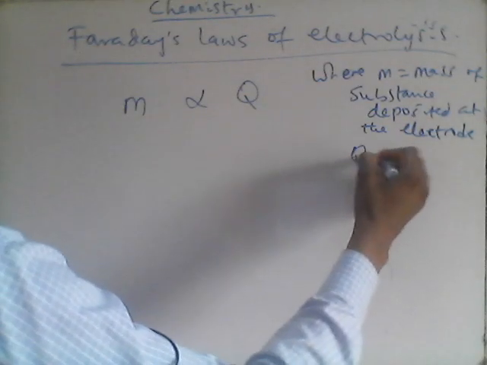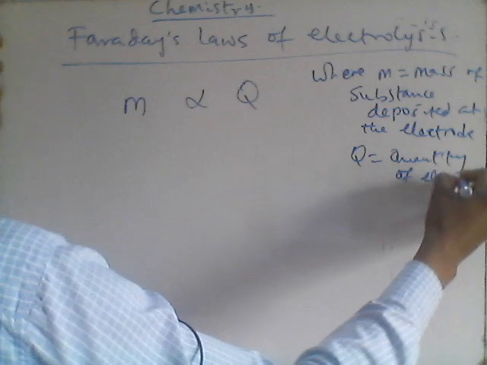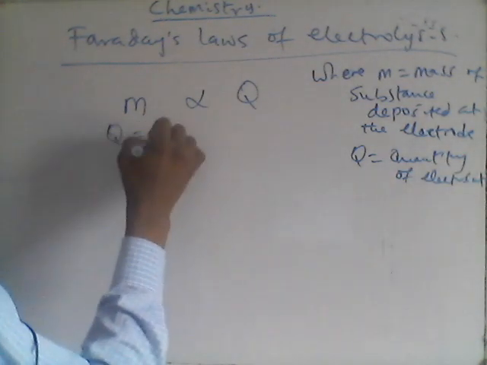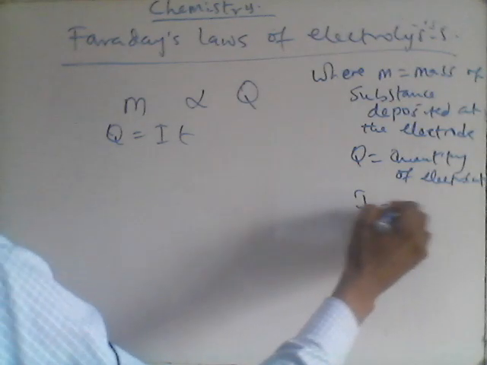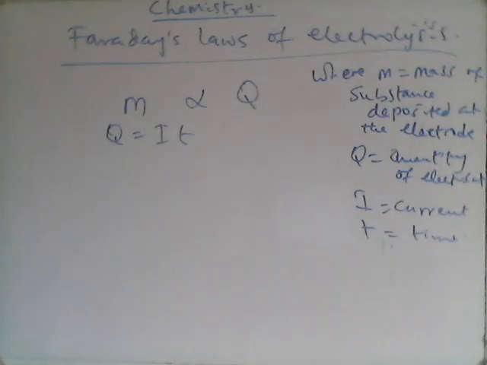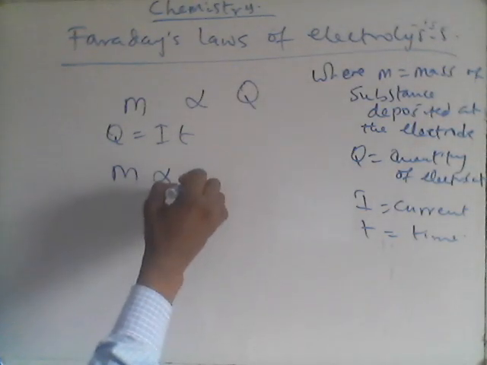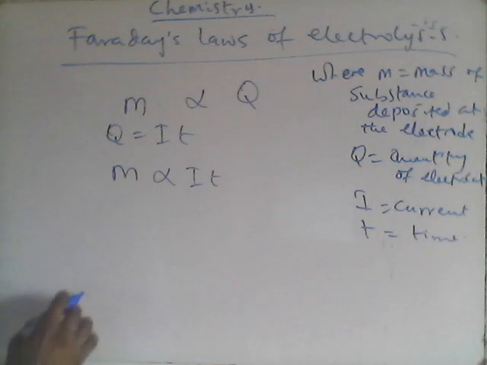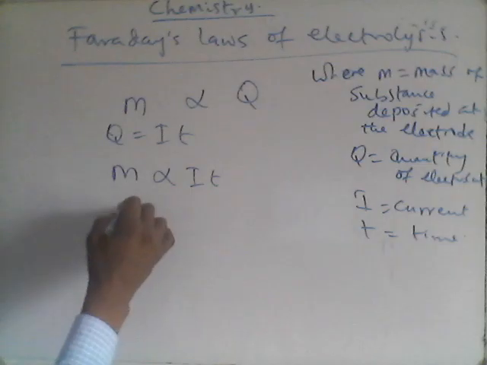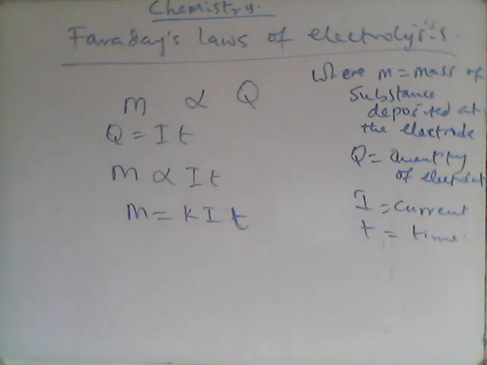Q is defined as the quantity of electricity, and by formula Q equals IT, where I is current in amperes and T is time in seconds. So when I put this into the equation, I have M is proportional to IT, and when I remove the proportionality sign, I have M equals KIT, where K is the constant of proportionality. We'll look at K later.